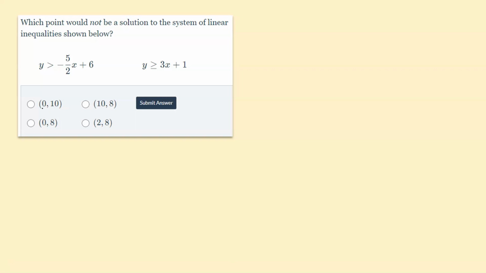First I'm going to plug in this (0, 10) into both inequalities and see if I get true statements or not. So y is greater than negative 5 halves x plus 6 becomes 10 is greater than negative 5 halves times 0 plus 6. We plug in 0 for x, 10 for y. And then here we plug in 0 for x, 10 for y for this inequality, so that becomes 10 is greater than or equal to 3 times 0 plus 1.